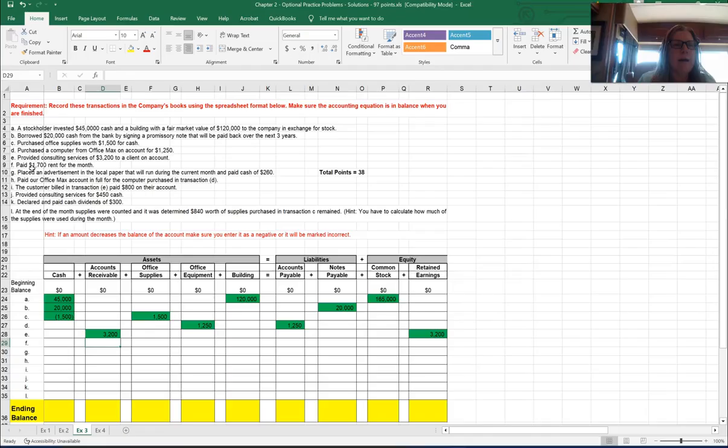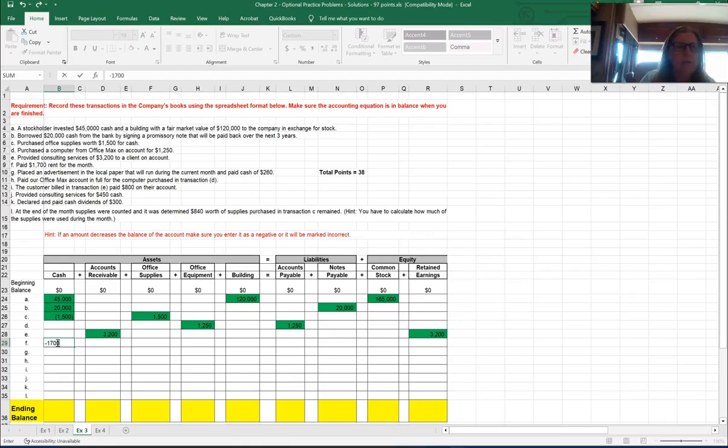So this F says we paid $1,700 of rent for the month. So whenever it says you paid an expense for that month, it's always going to be an expense. If it says we paid $1,700 for rent for the next 3 months, that would be prepaid rent. We're going to pay the rent for the next 3 months, so we're prepaying. But if we're paying in that particular month, it's going to be rent expense. And it also says we paid, so that's cash going out of our checking account, right? It's not on account. We're actually paying it.